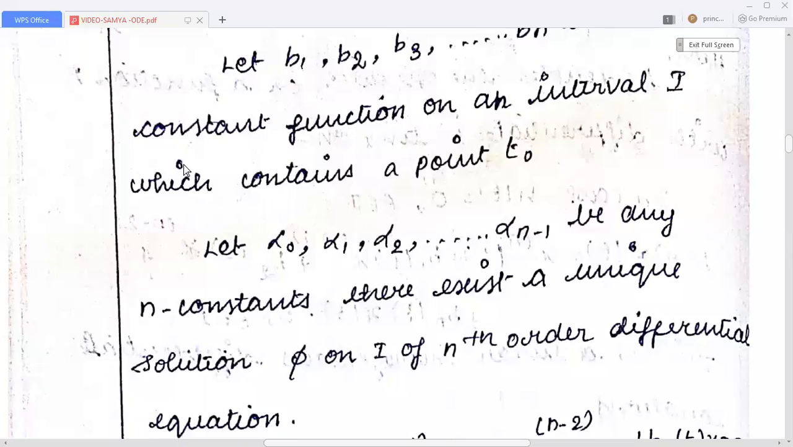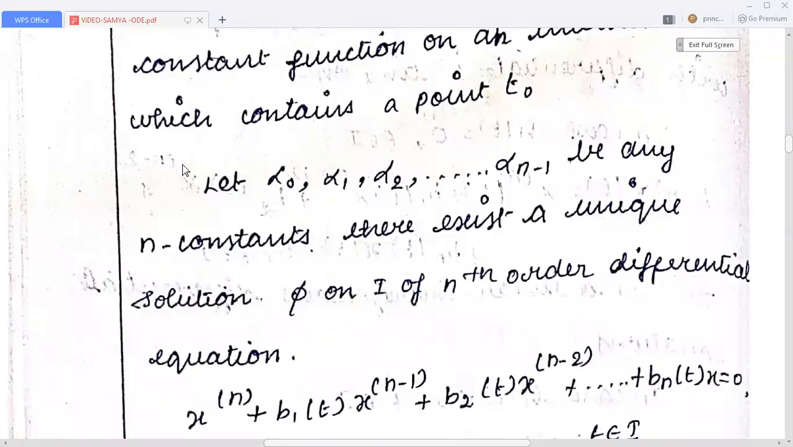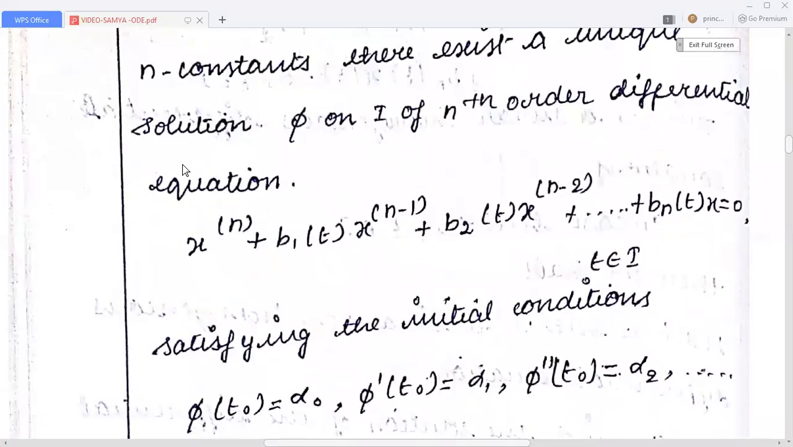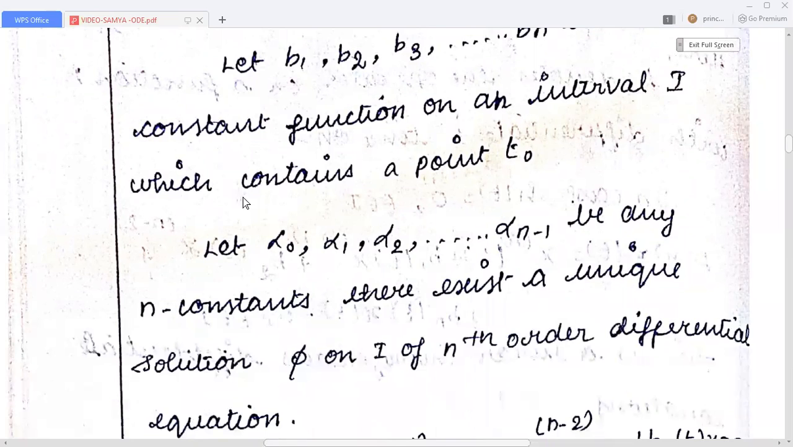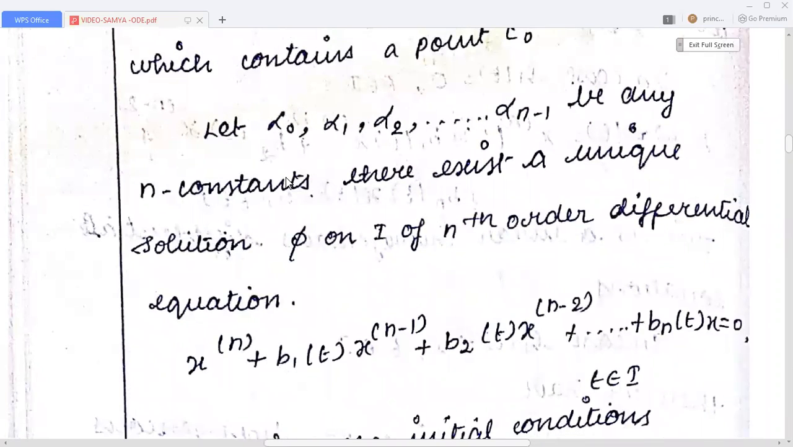Next theorem, a theorem without proof. Let b1, b2, b3, etc., bn be constant functions on the interval I, which contains a point t naught. Let alpha naught, alpha 1, alpha 2, etc., alpha n minus 1 be any n constants.